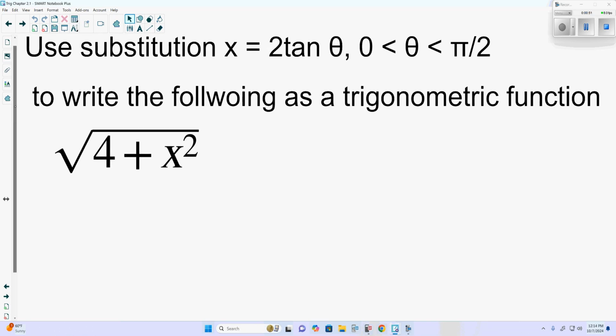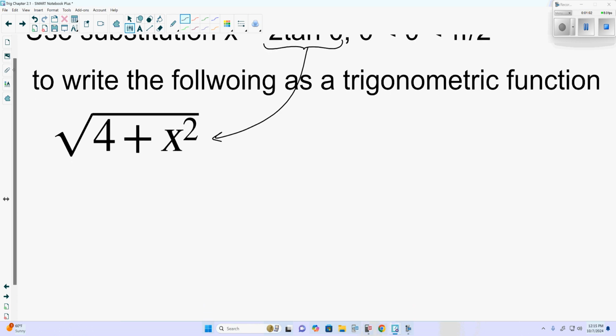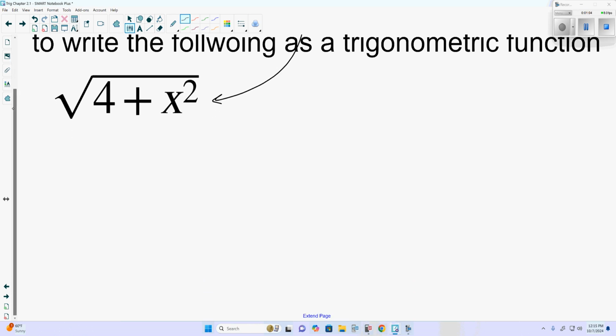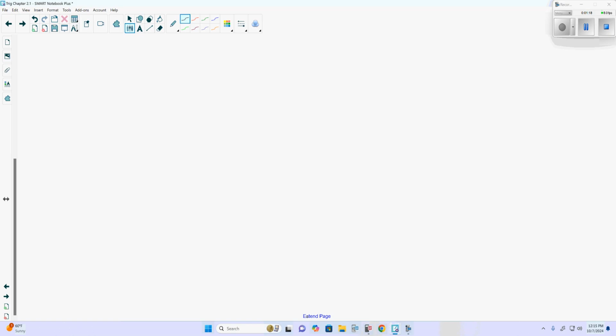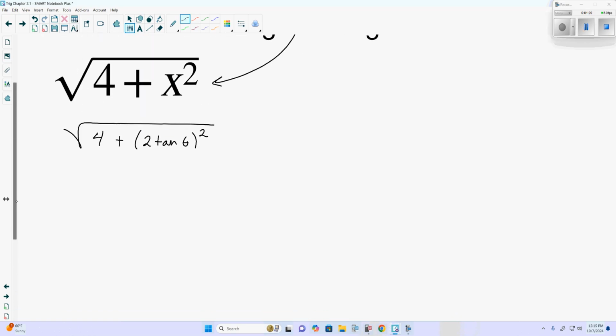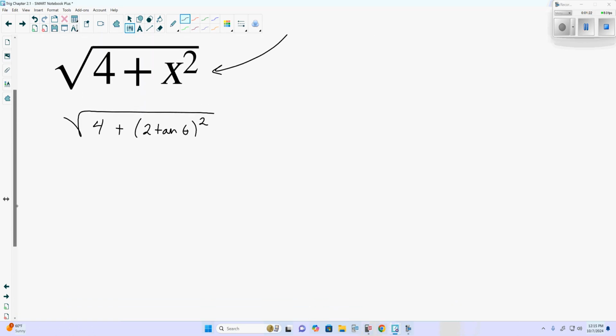So what we're going to do is plug that in for x. And if we do that, we get the square root of 4 plus 2 tangent of theta squared. Questions on this so far?